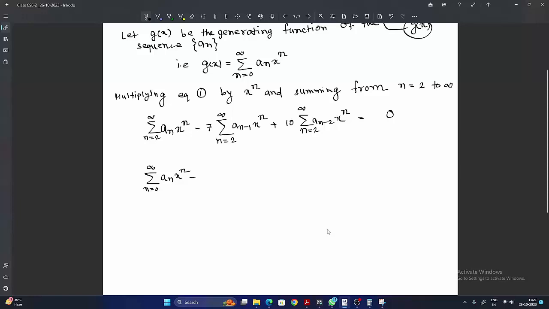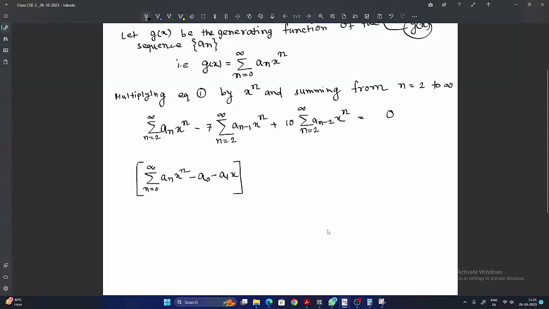So that means you have to take the a0, exclude that, and minus what? a1x. Look, is it clear or not? It is the most crucial step here. If you do it well, then you don't have any problem in the next.